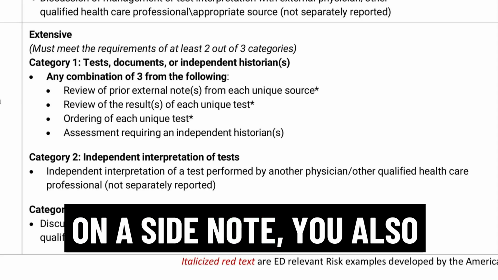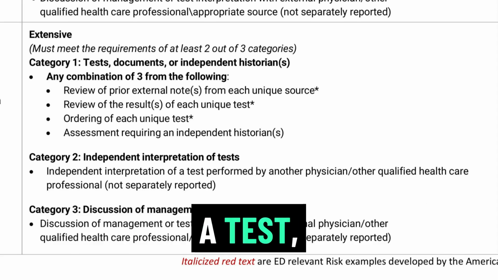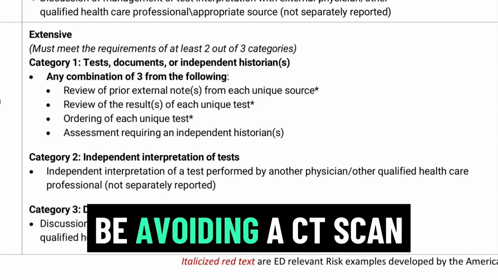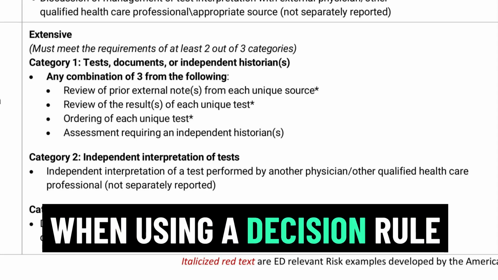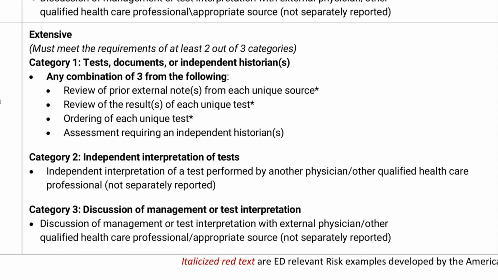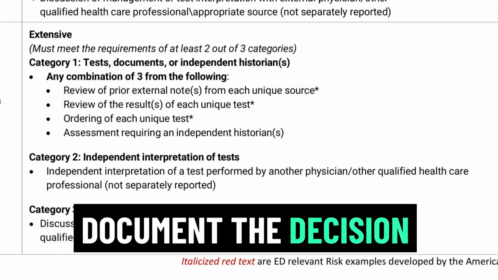On a side note, you also get credit for considering a test but ultimately deciding not to order the test. Most commonly, this will be avoiding a CT scan when using a decision rule such as Canadian head or C-spine rule, PECARN rule, etc. Of course, you must document the decision making here.